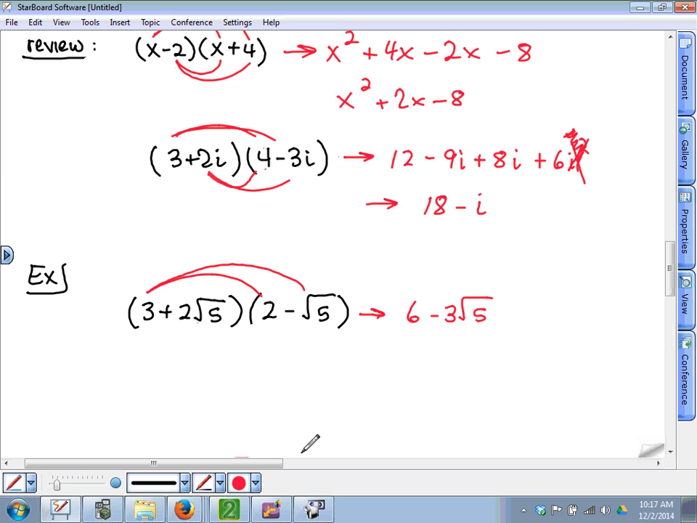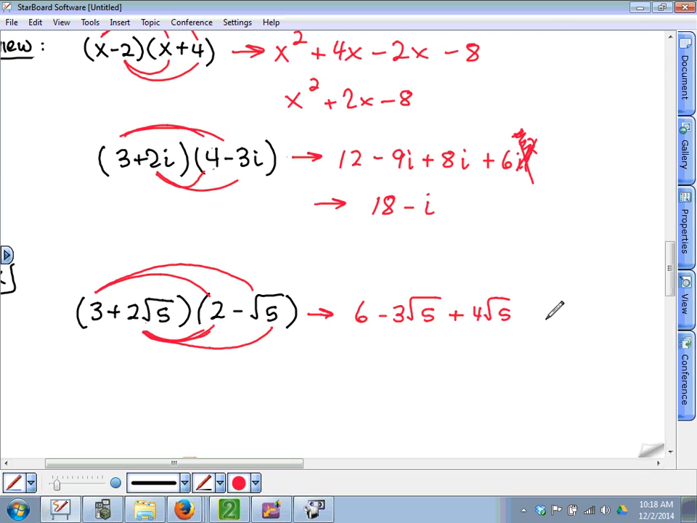All right, now what? Yeah, those have to multiply together. The 2 root 5 times 2. What is 2 root 5 times 2? 4 square roots of 5. Alright, here it is. The last one. 2 square roots of 5 times negative square root of 5. So that's going to be minus 2 square roots of what?